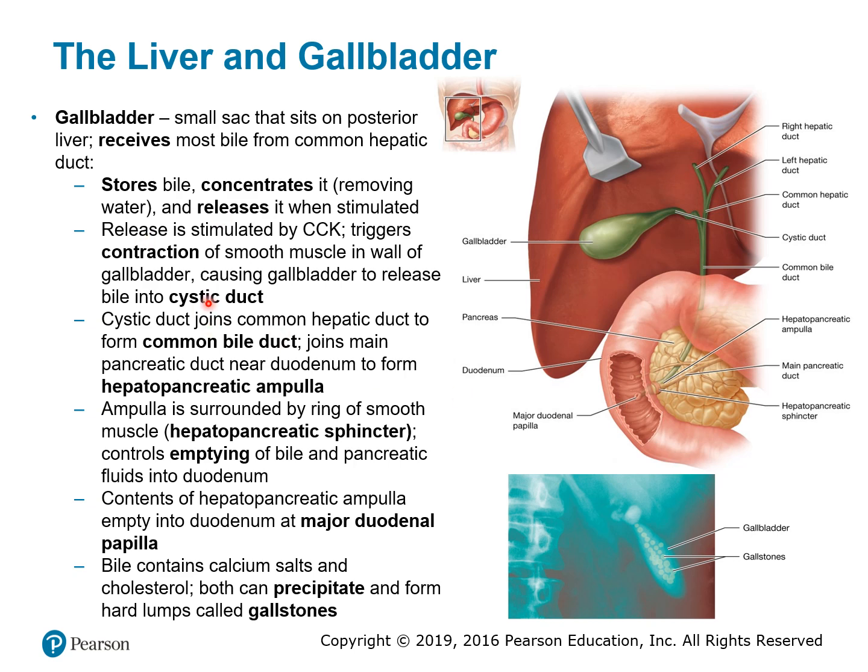Now the cystic duct is also going to join the hepatic duct to form the common bile duct, and then that is going to join the pancreatic duct, which is here, and then they're going to release whatever they need. Now there's something called the ampulla, which is going to surround the ring of the smooth muscle of the hepatopancreatic sphincter, which is this one here. And then both of them are going to be dumped into the duodenum.